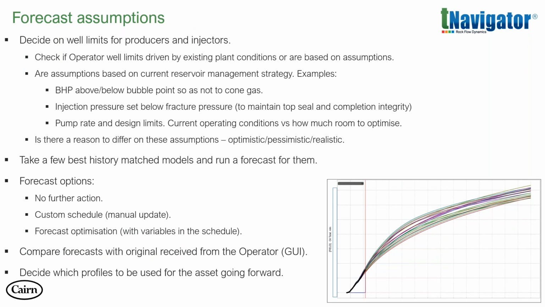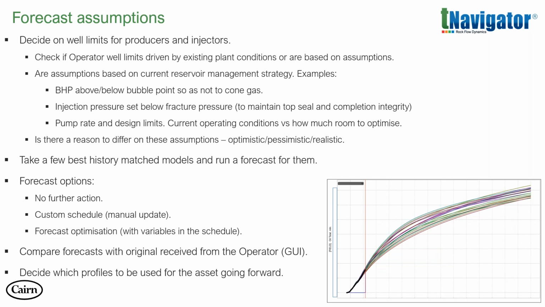So once you have your best match models, I'm basically looking at my forecast and my forecast assumptions. I decide on the well limits for the producers and the injectors. Obviously, the operator has sent me a model with their well limits implemented, and these can be driven by the existing plant conditions, or they could be based on assumptions. And what I look at is, if it's on assumptions, what are those assumptions based on?